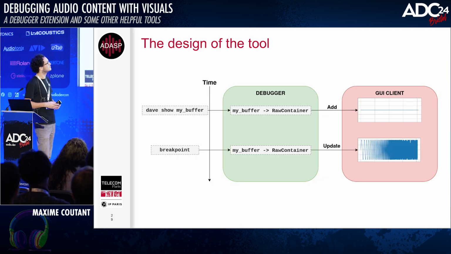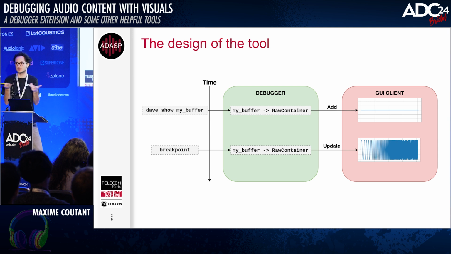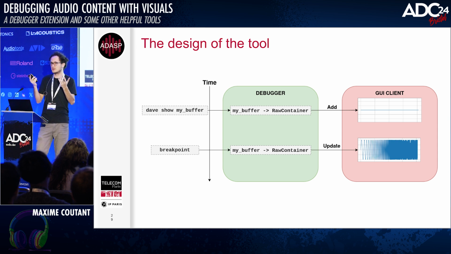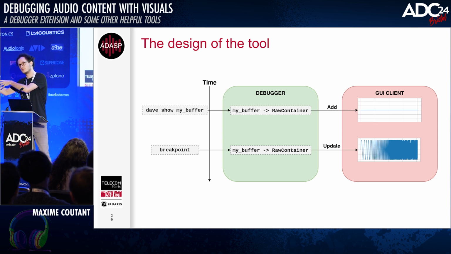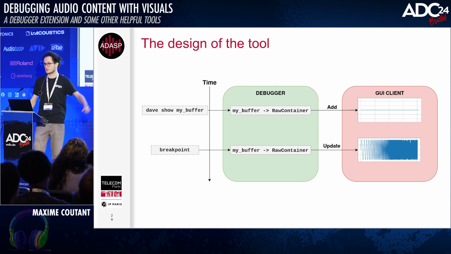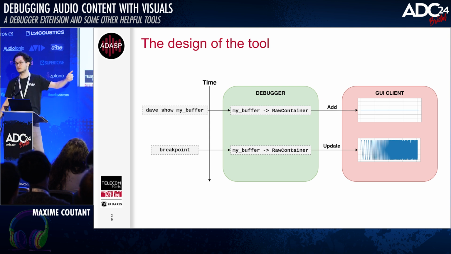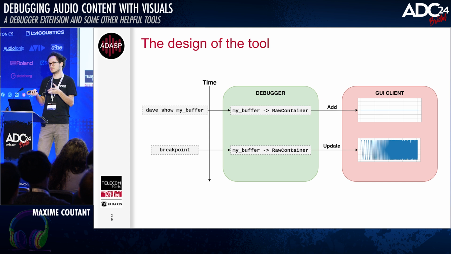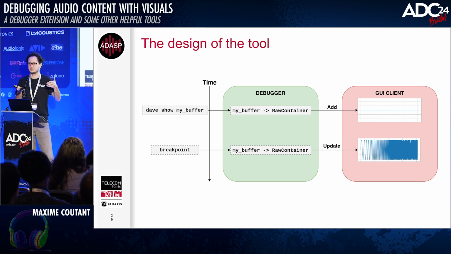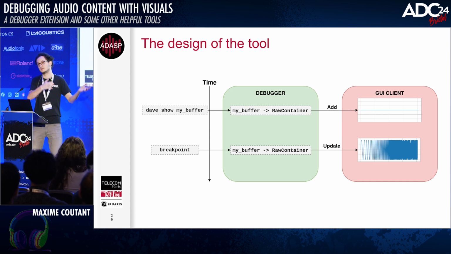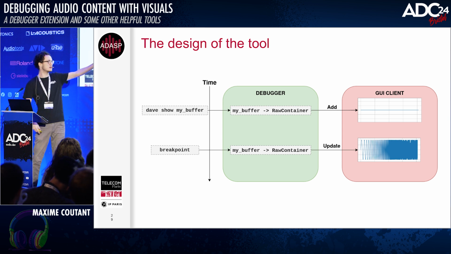Okay, so quickly, what is the workflow with Dave? Imagine you stopped on a breakpoint. Then you say, okay, I want to see what value is in my buffer variable. So you type your command, dave show my buffer. The Python scripting part gets the samples, sends them to the GUI, and the GUI will print it. Okay, it's all 0. Then you reach a breakpoint, and Dave will deduce that it's a new context. Okay, you might want to see if the data has been updated. So it gets the samples, sends them to the GUI, and it's updated.